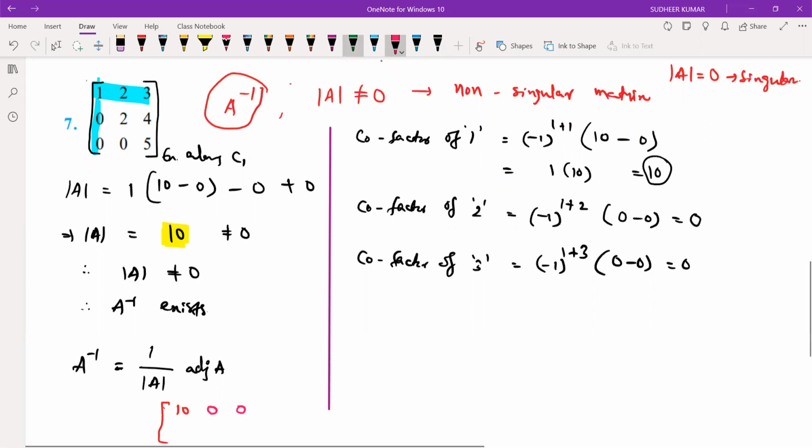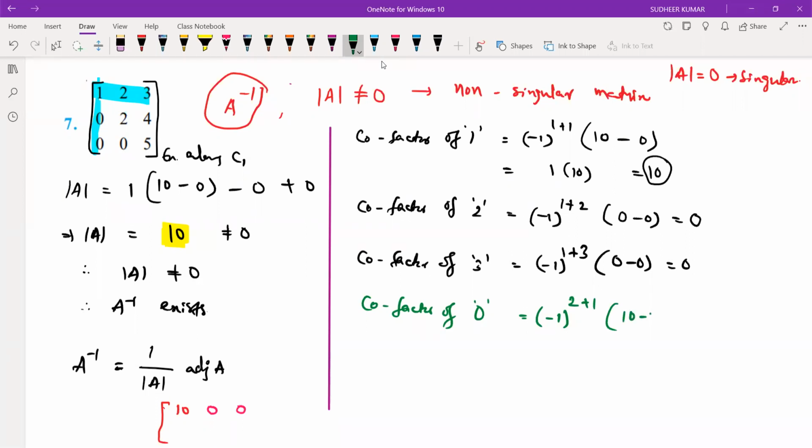And the next one, cofactor of 0. So (-1) to the power of 2+1. You should not forget to write this one. 2+1 into, delete this row and column, 10 minus 0. What will be the result? Minus 10. (-1) cubed into 10, so it is minus 10. So let us write minus 10.